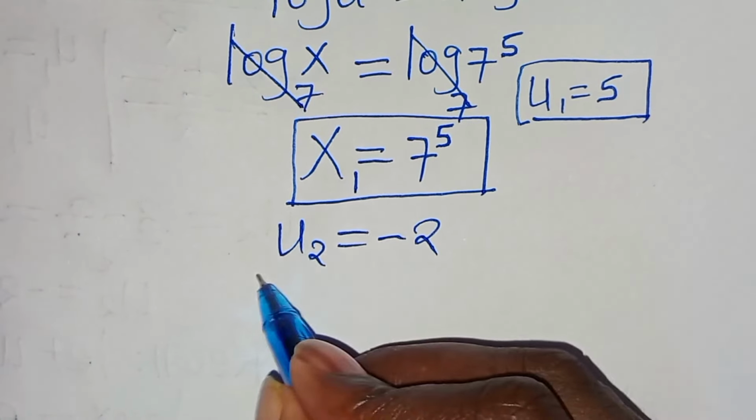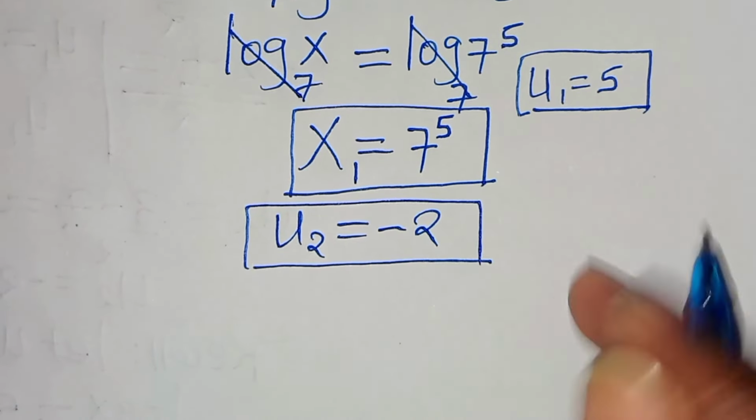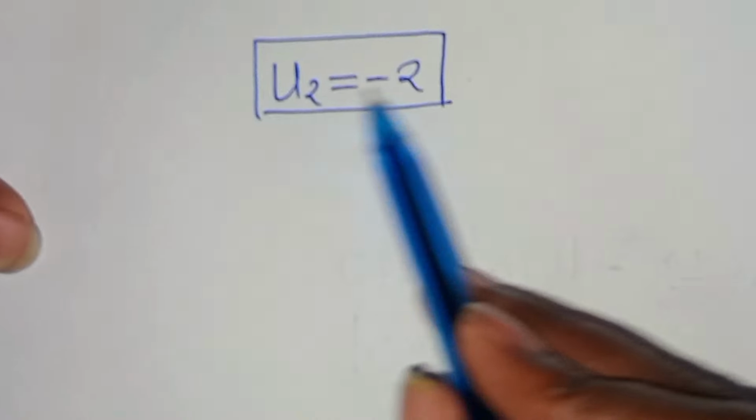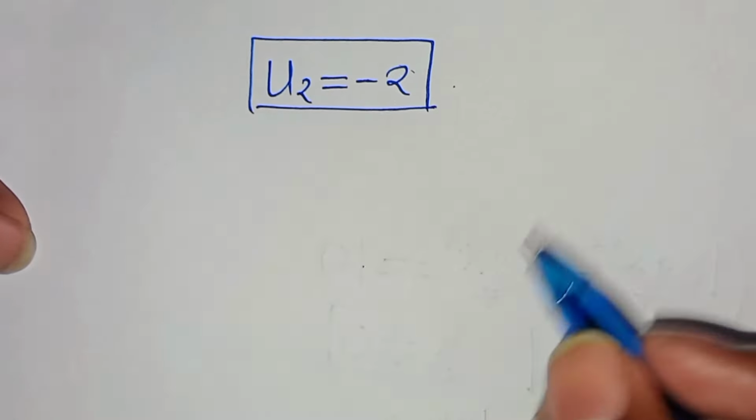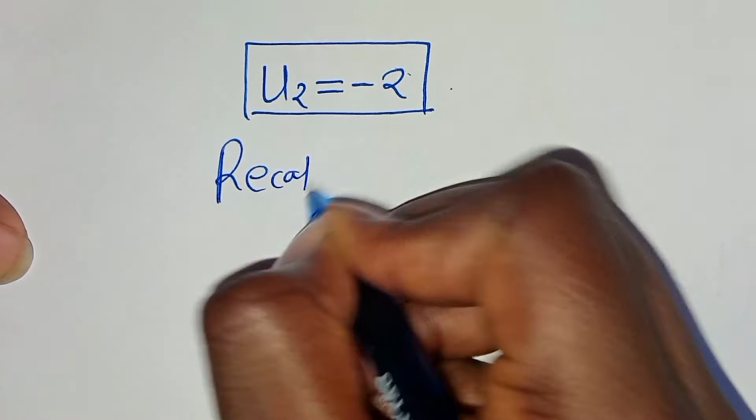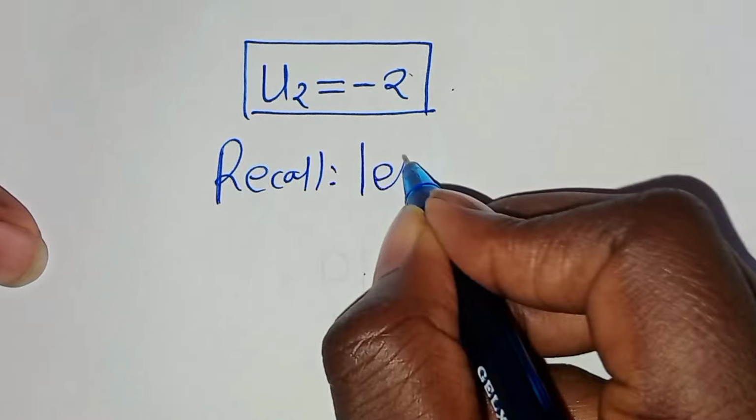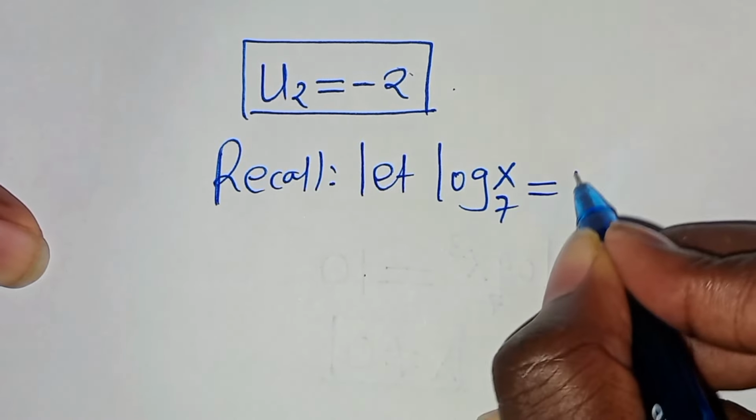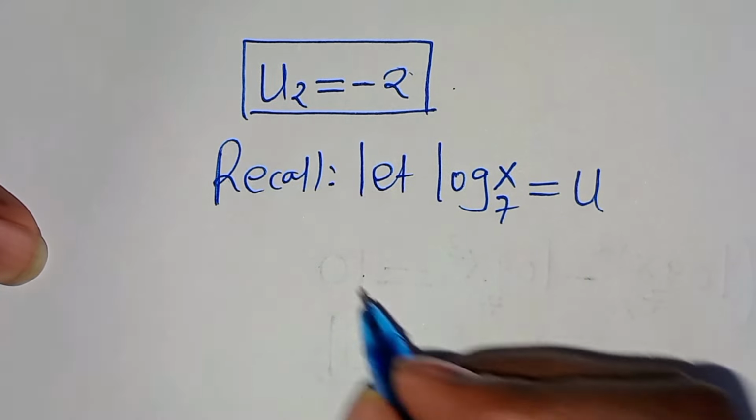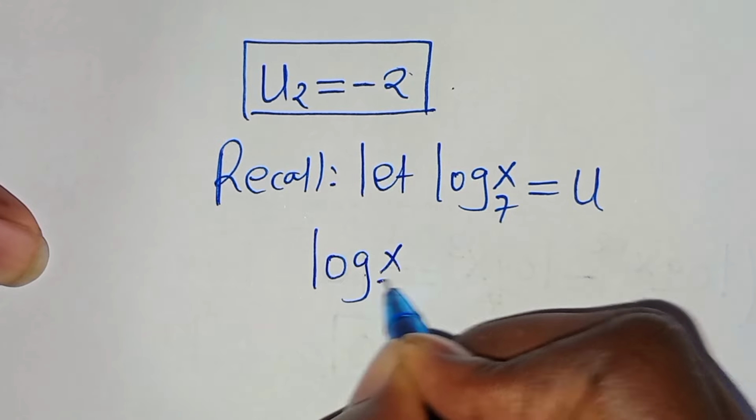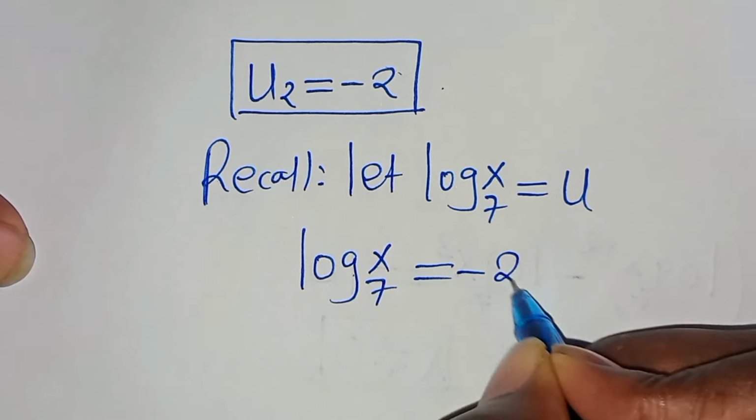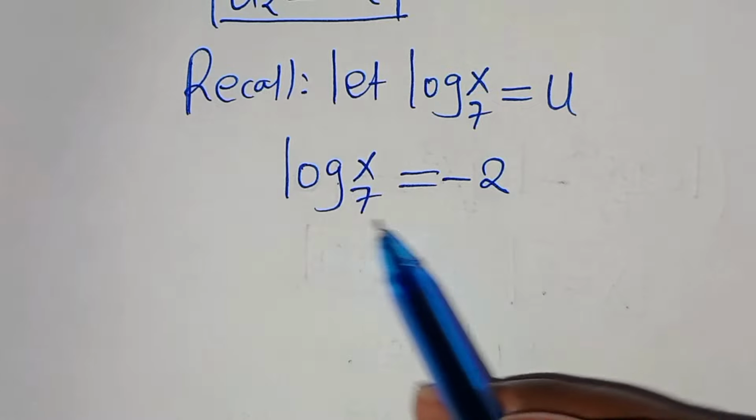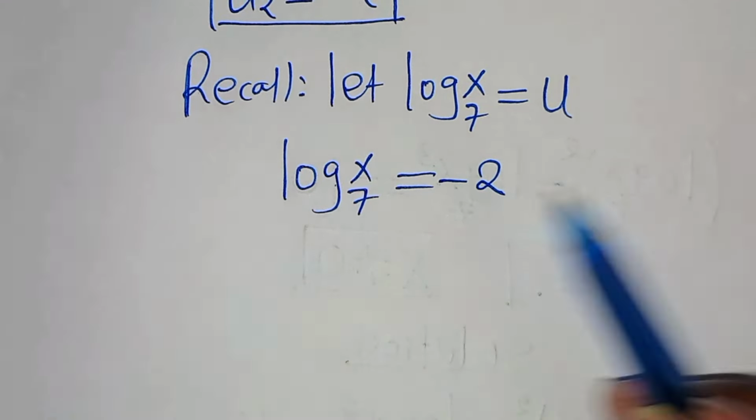So let's substitute. Now let's solve for x here when u2 is equal to minus 2. So if you recall, we are saying that let log x to base 7 be equal to u. So that now we have log x to base 7 equal to minus 2. So we can solve x here again in two ways. The first way is changing the logarithm notation into index notation.